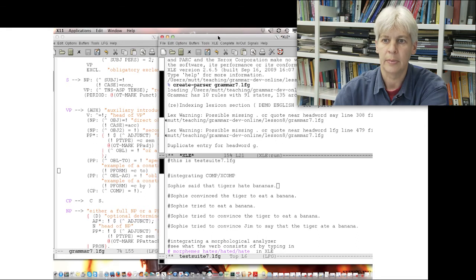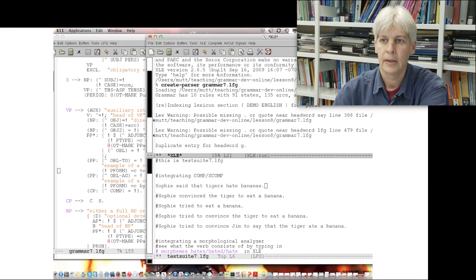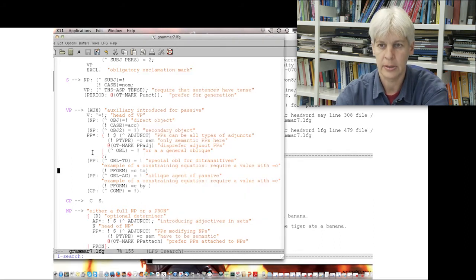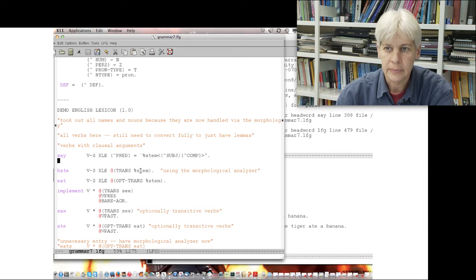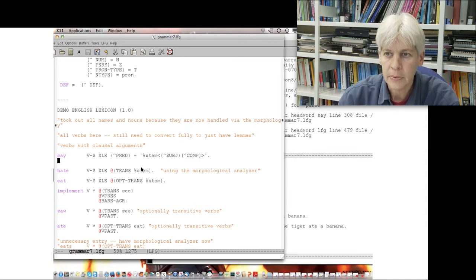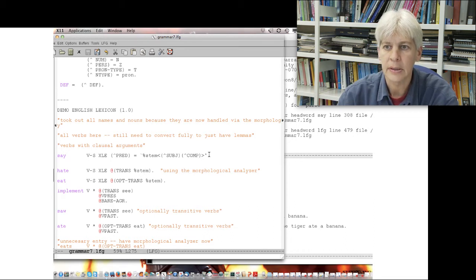Okay, so what is my problem? It says, warning, possible missing full stop or quote near head word "say." Okay, better go look at that. Looks like I forgot something there. And what did I forget there? Up-spread is equal to "that." The period is there, so what is its problem?